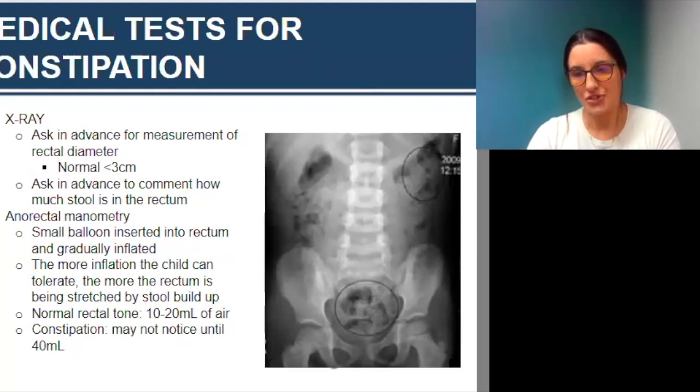Anorectal manometry is a little bit more involved. There's a small balloon inserted into the rectum and it's gradually inflated. The more inflation the child can tolerate, the more the rectum is being stretched by stool buildup. For a normal rectal tone, we would do about 10 to 20 milliliters of air until they notice that it's being filled up. Kiddos who have constipation may not notice it until about 40. And this would be done by a pediatric colorectal doctor.